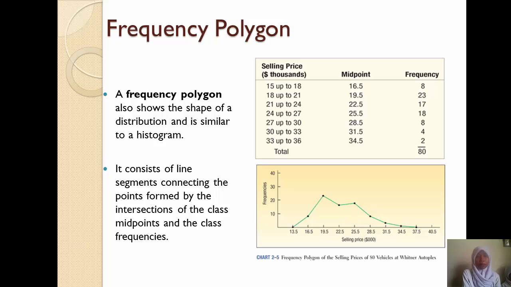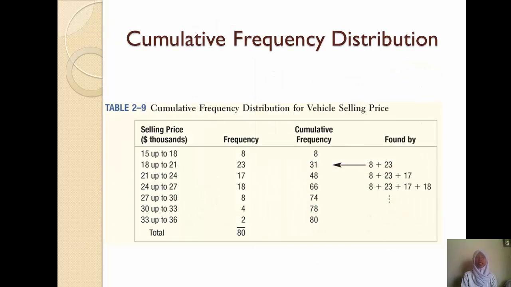Frequency polygon. A frequency polygon also shows the shape of a distribution and is similar to a histogram. It consists of line segments connecting the points formed by the intersection of the class midpoints and the class frequencies. For example, like this. This is the table and the chart of the frequency polygon.